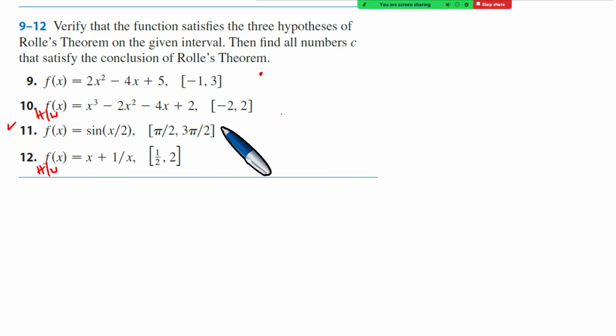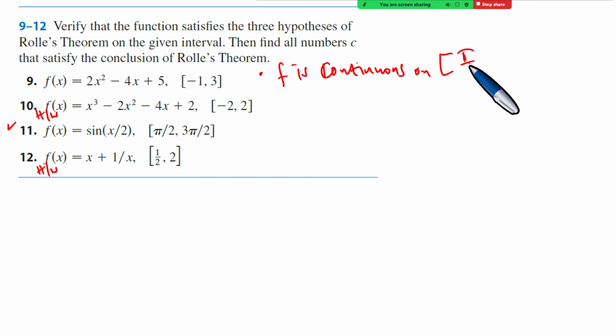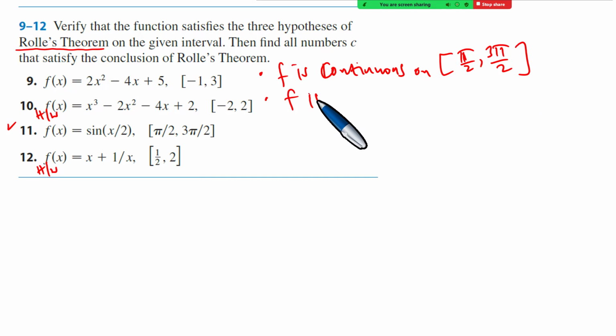Condition 1, continuity. f is continuous as a trigonometric function. It's continuous on the closed interval pi over 2 radians to 3 pi over 2 radians. That is condition number 1 of Rolle's theorem. What is condition number 2 of Rolle's theorem? Differentiability. f is differentiable. Why?